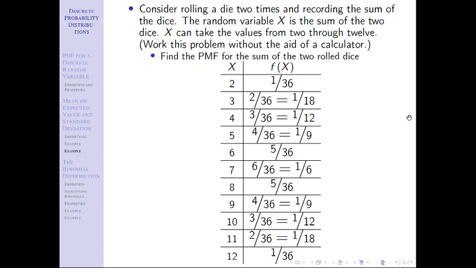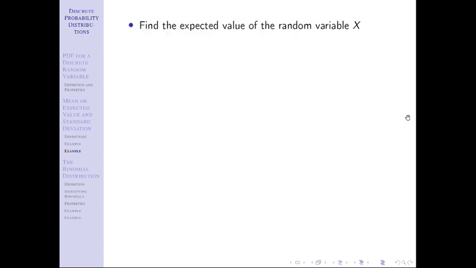So find the expected value. Now you should feel pretty comfortable with this. We just worked an example. Again, if you want to pause and work through it yourself, now would be the time to do so. But we're just going to do the same thing. We're going to take all of those x's and multiply them by their f of x's, and then add them all up.